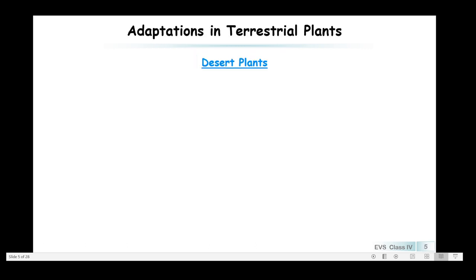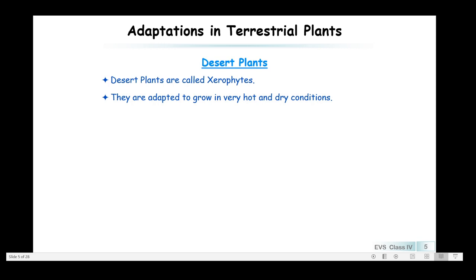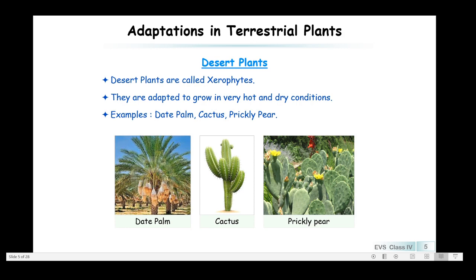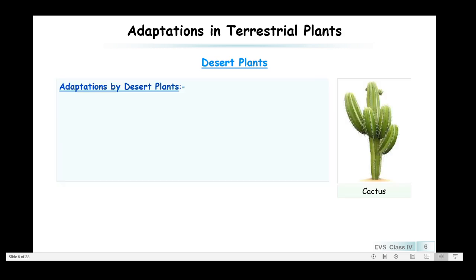So let us come to the first landform, that is deserts. Desert plants are called xerophytes. They are adapted to grow in very hot and dry conditions. Examples are date palm, cactus and prickly pear. So children, as we know, the deserts are covered with sand, they lack water and are very hot. Let us see how desert plants are adapted to survive there.